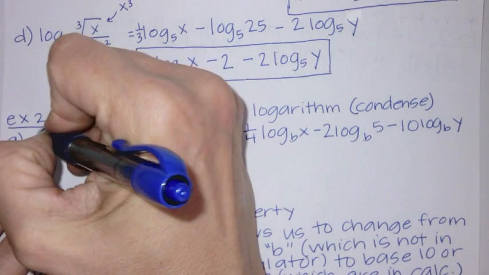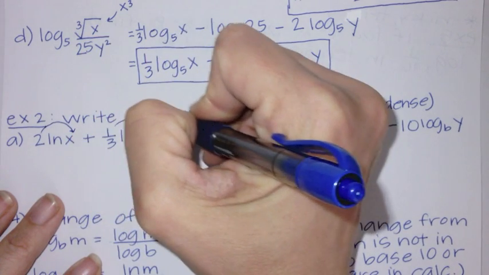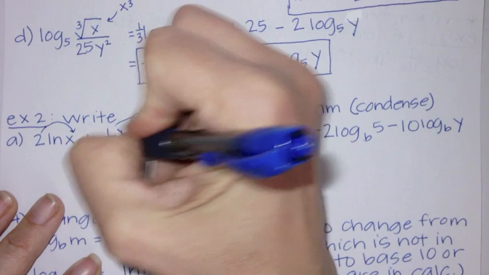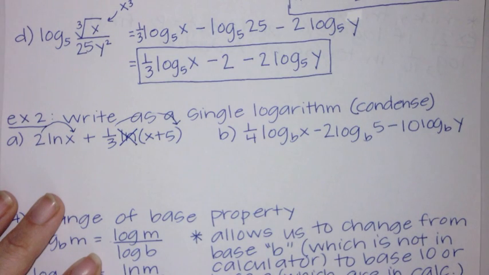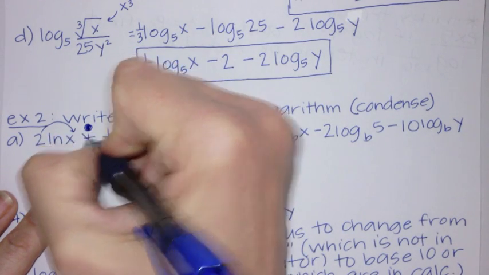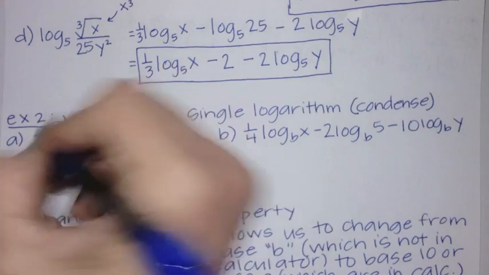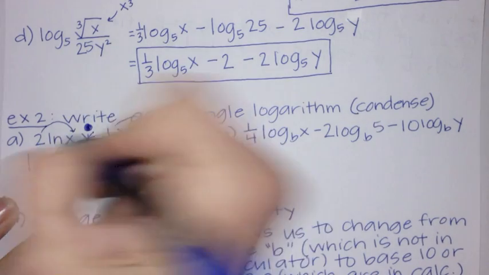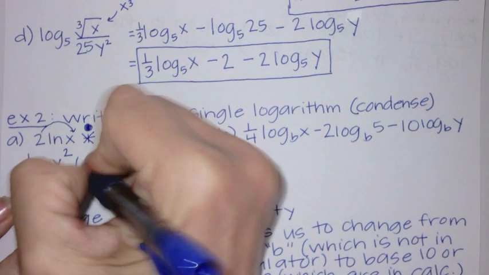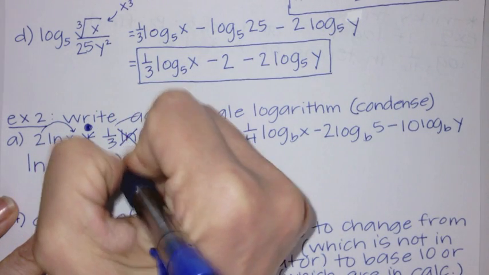So this 2 is going to come up here. Same thing, this 1/3 is going to come up here. I encourage students to cross out the second ln, or if there's 3 of them, the second and third, so you don't write that in there. And then remember that this right here actually means we're going to multiply. So it looks like this: the natural log of x squared times x plus 5 to the 1/3.